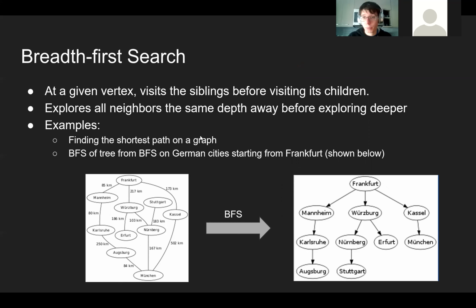Some examples are finding the shortest path in a graph, and also BFS of the tree from BFS on German cities. Here it's weighted, but don't worry so much about the weight. Here again, weight is distance, but the way we're going to check is to go to the things which are closest first. Starting in Frankfurt, it's going to check this one and this one before it does anything else. Notice these are all at the level above this one, which indicates we're going to visit things at level 1 before we visit things at level 2 or level 3. That's what breadth first search is all about.